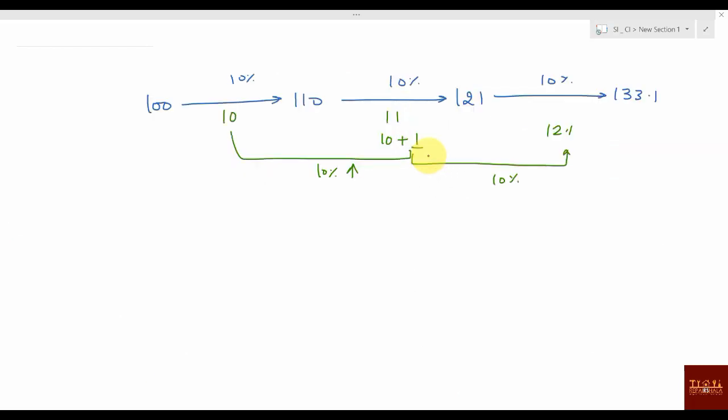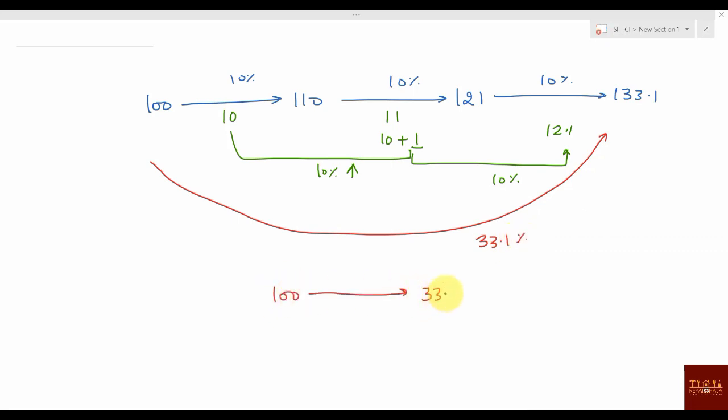So from here to here, how much percentage increment is happening? 33.1%. So 100 is becoming 133.1, so you can say the percentage increment is 33.1%. This is because of CI. What was SI? 100 will become 130. 100 to 130, so how much increment is happening? 30%, right?